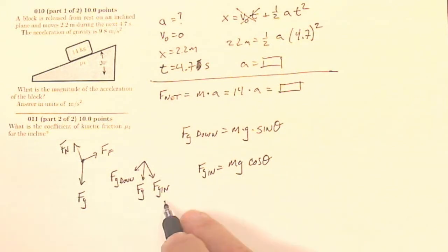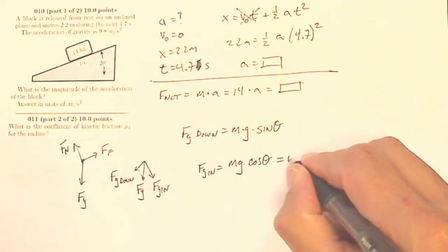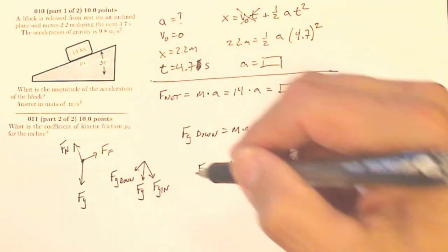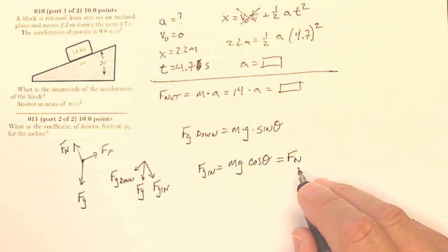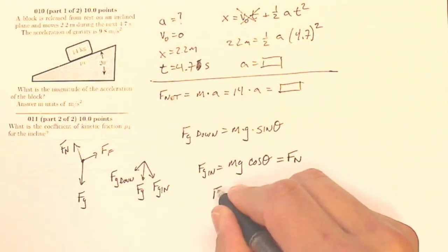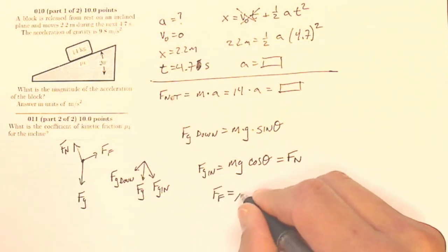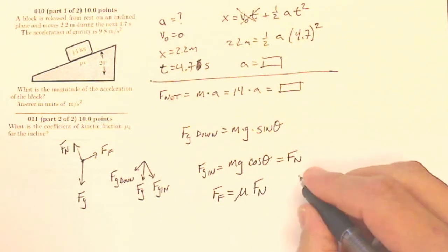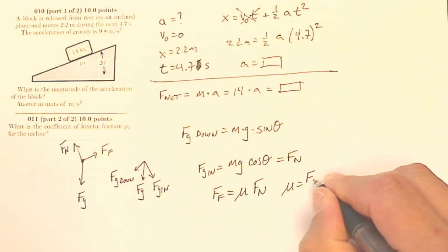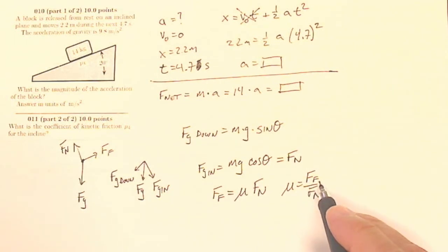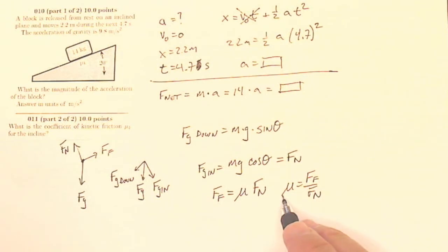Well, this one into the ramp is going to balance the normal force because it's not going to be moving in and out of the ramp. So my normal force is the same as Fg in, mg cosine theta. Well, how do I find out my friction force? My force of friction must be mu times my normal force. So mu is really Ff over Fn, so I could write it that way. I know my normal force. Now I need to find out my friction force, because then I can get mu.